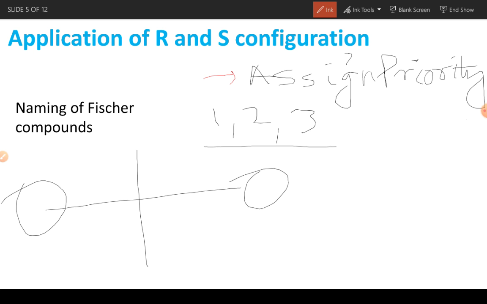In the previous class I said that we have to keep the less priority groups away from us, and the higher priority groups should be towards us. This is the trick behind finding R and S configuration that we read in the previous class. How it will be helpful to us in this particular scenario, let's see.